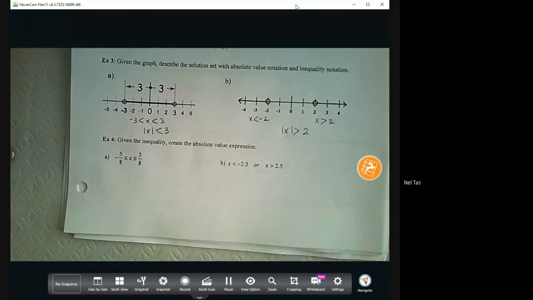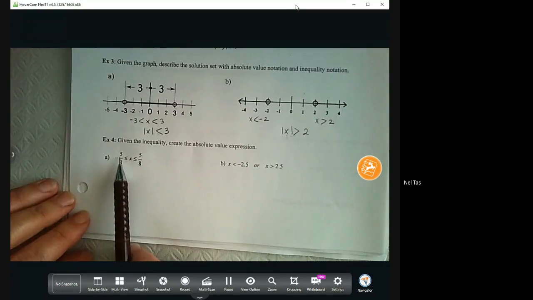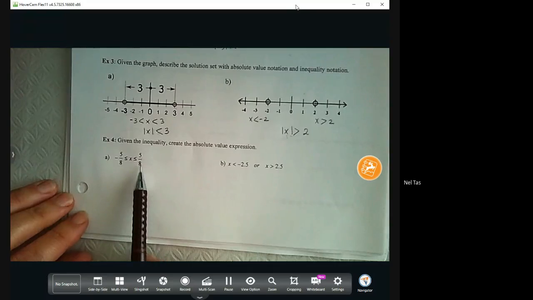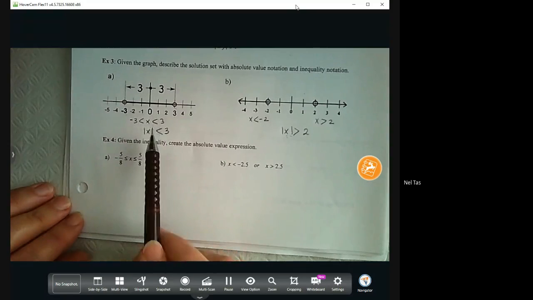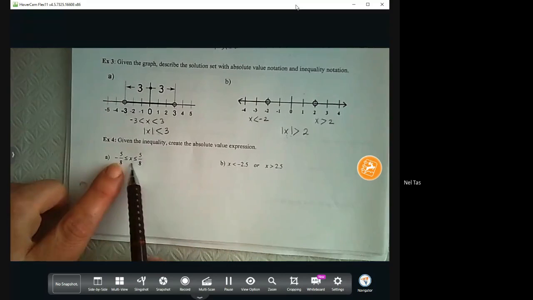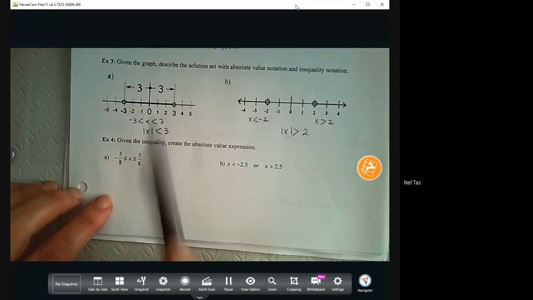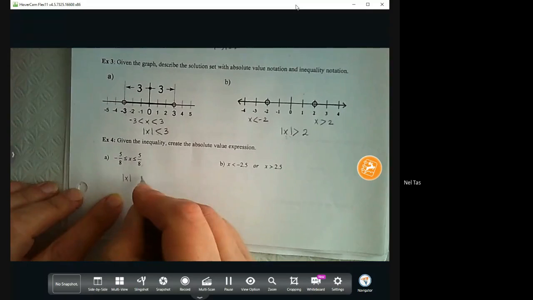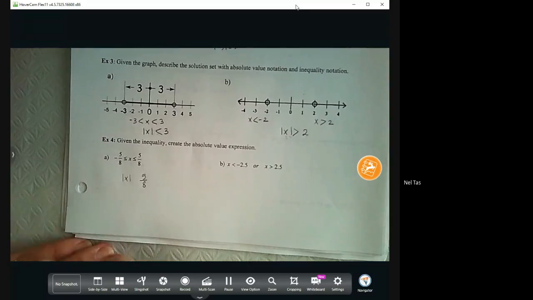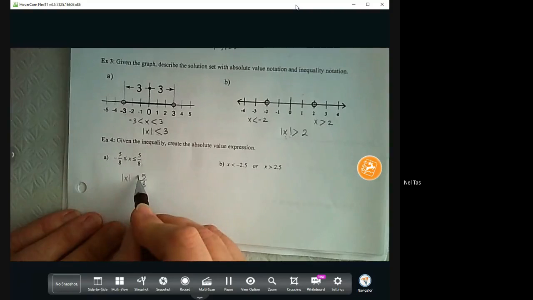Okay. Now it says, given the inequality, create the absolute value expression. So x is greater than or equal to -5/8 and less than or equal to 5/8. Okay, so looks like this example 3a. So x is between two values. Okay, so then absolute value of x, and one side is going to be 5/8. So decide if you should put less than or greater than. So looks like it's going to be less than, right?